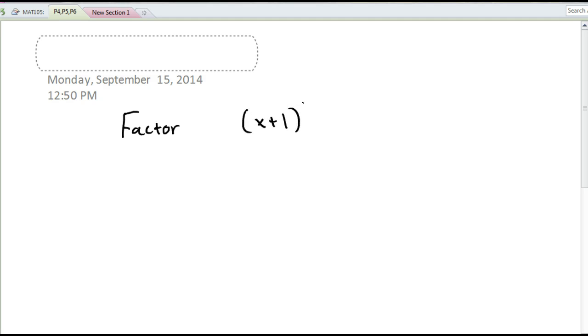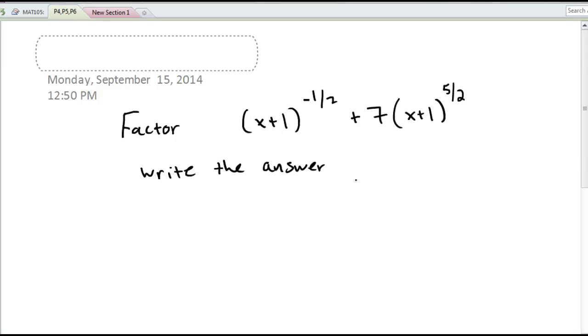Let's make it really tricky. Let's say (x plus 1) to the negative 1/2 plus 7 times (x plus 1) to the 5 over 2. And then we'll also add the caveat, because they do this in your homework: write the answer with only positive exponents.